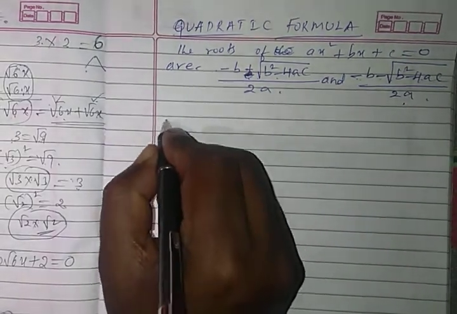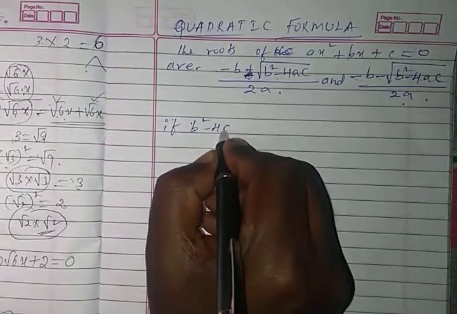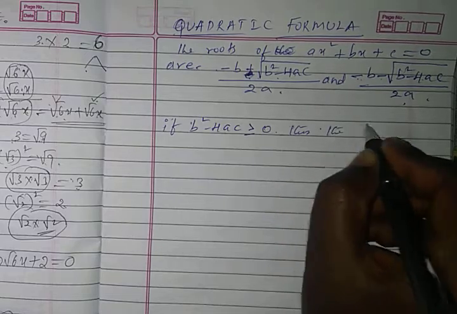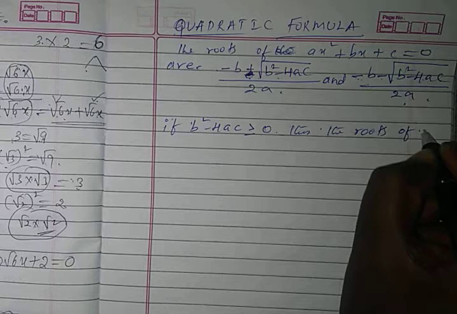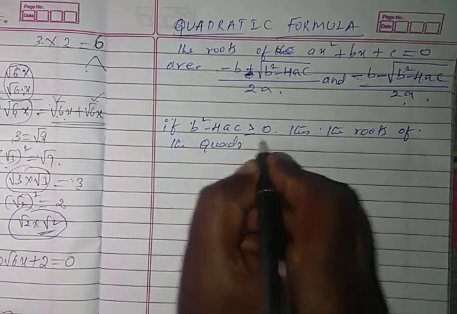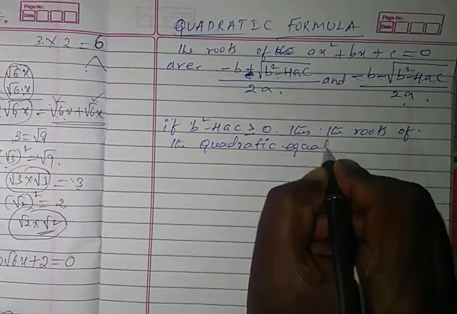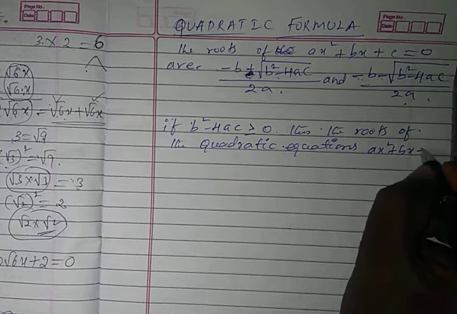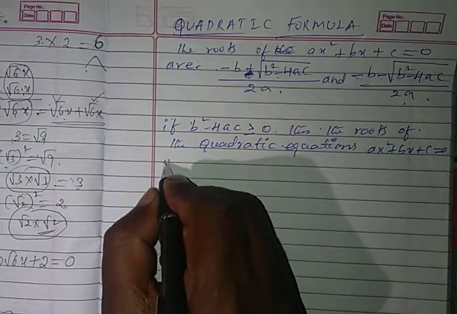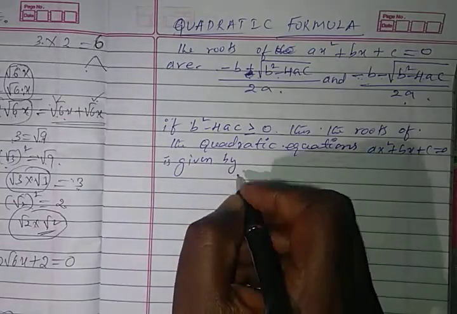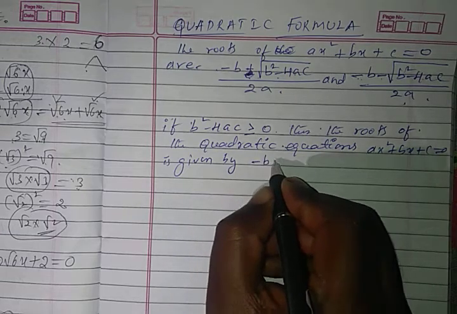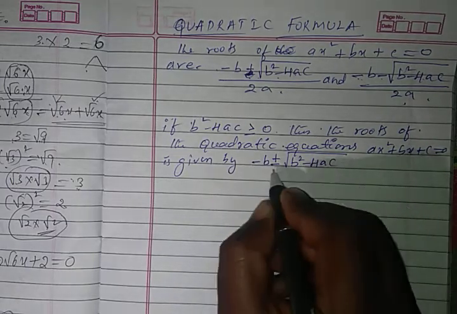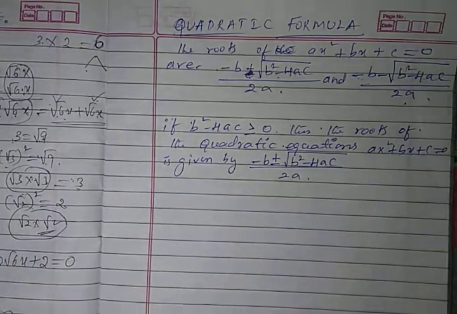So if b square minus 4ac is greater than or equal to 0, then the roots of the quadratic equation, that is ax square plus bx plus c is equal to 0, are given by minus b plus or minus square root of b square minus 4ac, whole divided by 2a. This is the quadratic formula.